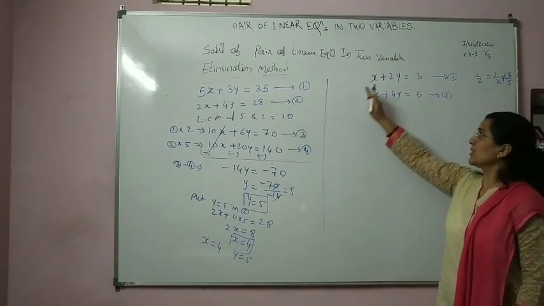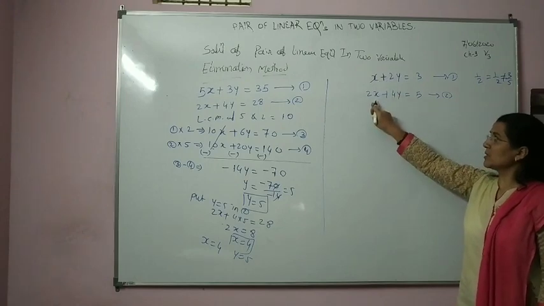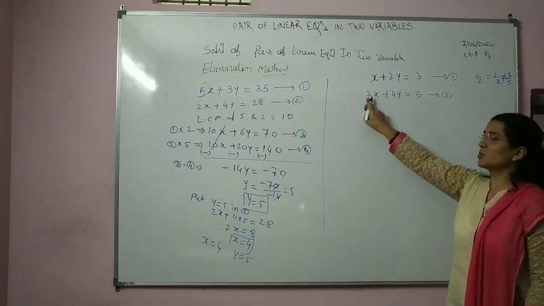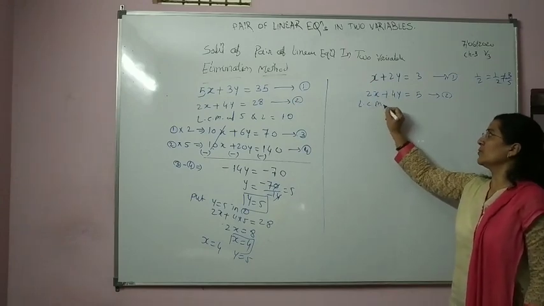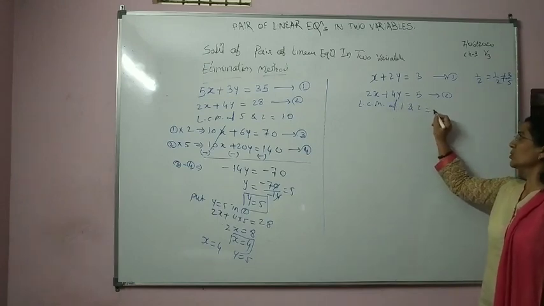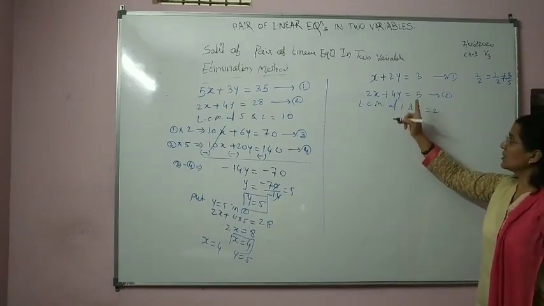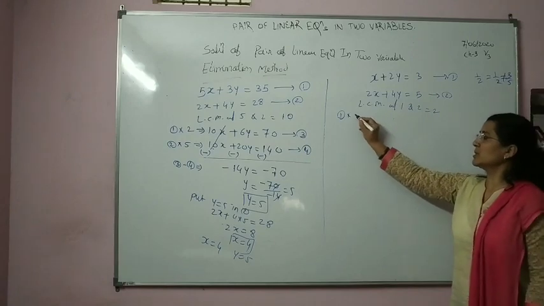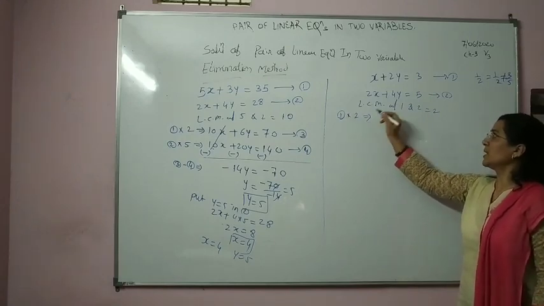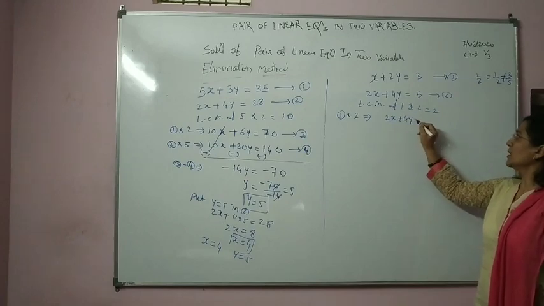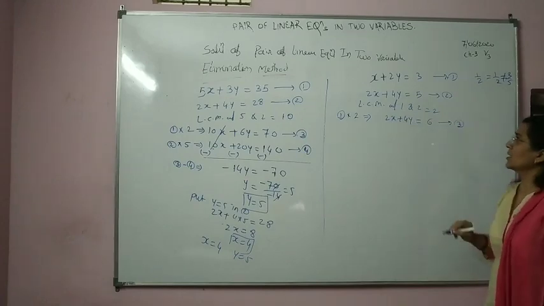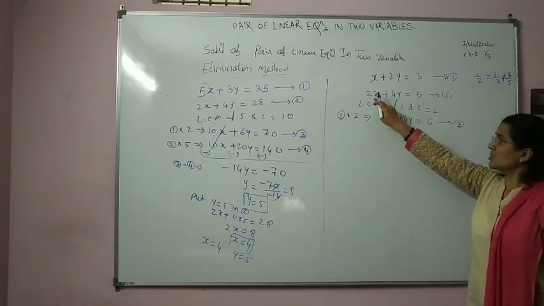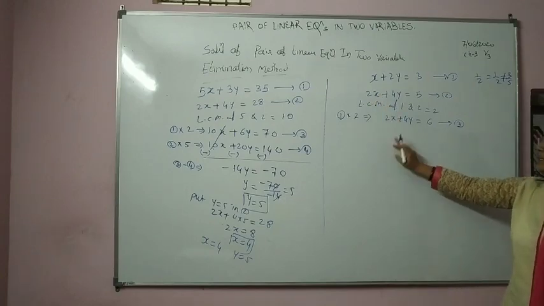What I have said: make the coefficient of x or y equal. So here the coefficient of x is 1 and the coefficient of x is 2. So you are observing the LCM of 1 and 2. LCM of 1 and 2 is 2. It means you just have to make the coefficient of x 2. So in the first equation, to make the coefficient of x 2, the first equation will be multiplied by 2. It implies 2x plus 4y equals 6. Then it is the third equation. Now what you are observing is that in the second equation the coefficient of x is already 2, so you don't have to multiply it by anything.